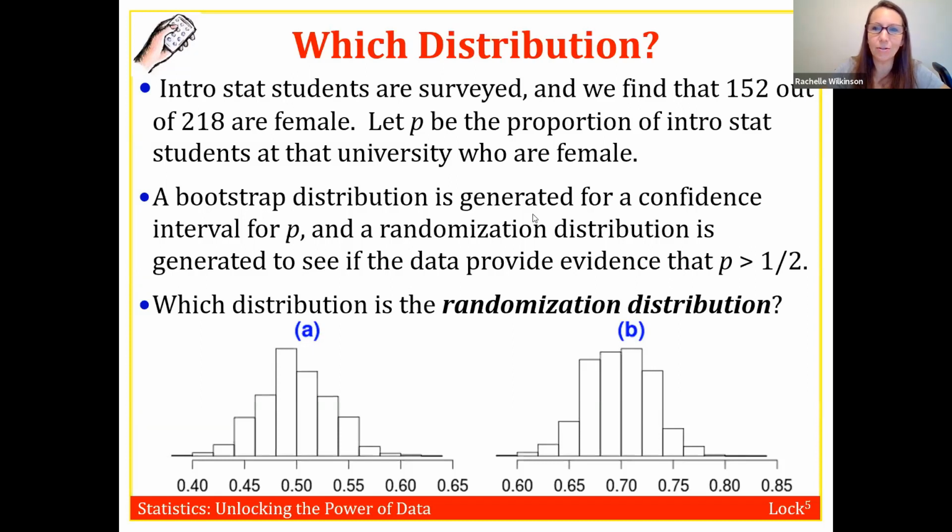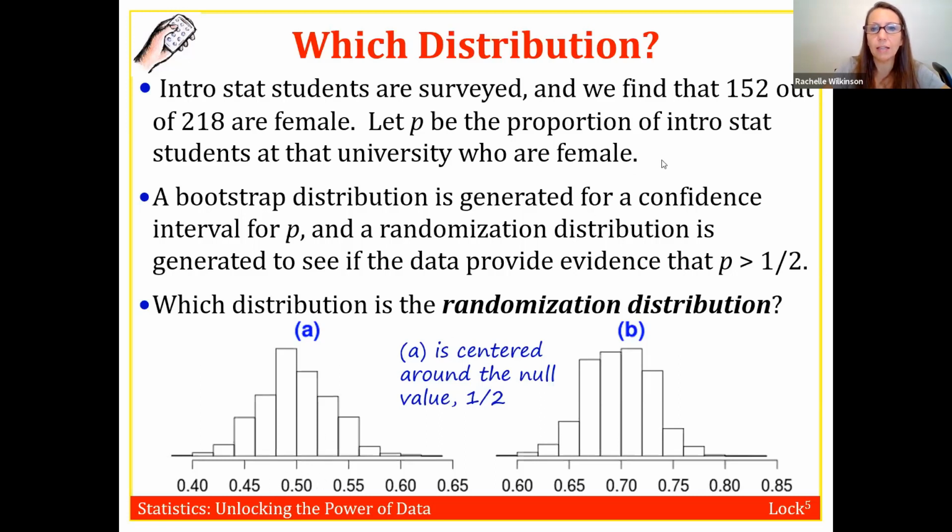Okay, perfect. So here we go. This time, most people put A, and A is the correct choice this time. So we said that the bootstrap distribution is centered on the sample statistic, and the randomization distribution is centered on the null hypothesis value. We're looking for the randomization distribution this time, and we want to see if the data provide evidence that P is greater than 1/2, which means that my null hypothesis would be that P equals 1/2 or 50%, 0.50. So A is the distribution that is centered on 0.5, the null hypothesis value.